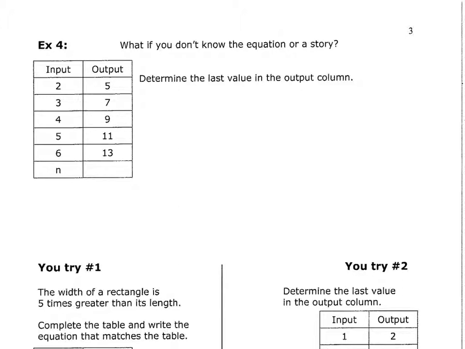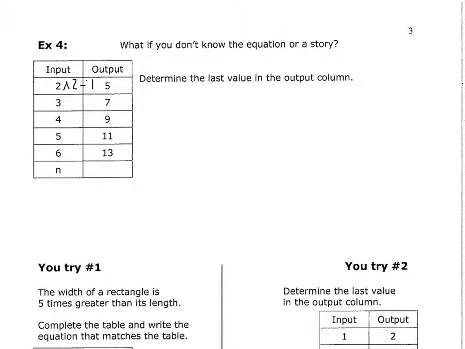Okay, let's take another look at another problem like this. This time they're going to make it a little bit more challenging on you to find the output. Okay, so if your input is 2, you have to get to 5, you have to multiply it by 2 and then add 1. Okay, so times 2, add 1, and that gives you 5. Same thing with 3. If you multiply 3 times 2, that gives you 6. Add 1, that gives you 7.